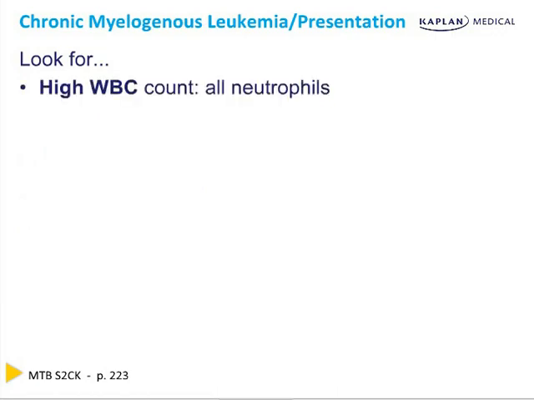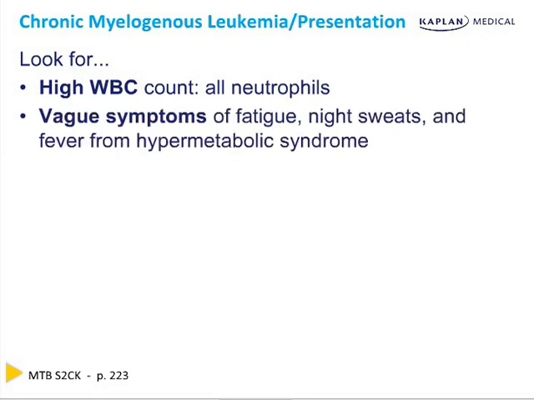CML presents with a high white cell count that's all neutrophils, and those neutrophils look normal on a smear. There are no blasts on the smear in CML. The blasts are part of acute leukemia, not chronic leukemia. Now, this is very important because there really is no single diagnostic characteristic on physical or history that will tell you it's CML. A big spleen or fatigue, night sweats, and fever are simply not specific enough to allow you to answer that the most likely diagnosis is CML.